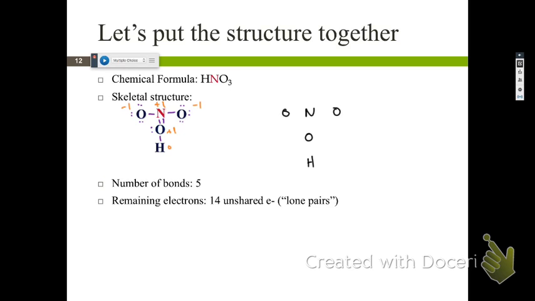I put 2 double bonds on the oxygens on the right and left of nitrogen, and then on each one of those I put 2 lone pairs, and then between nitrogen and oxygen on the bottom I put a single bond and 2 lone pairs, and then between oxygen and hydrogen I put a single bond.